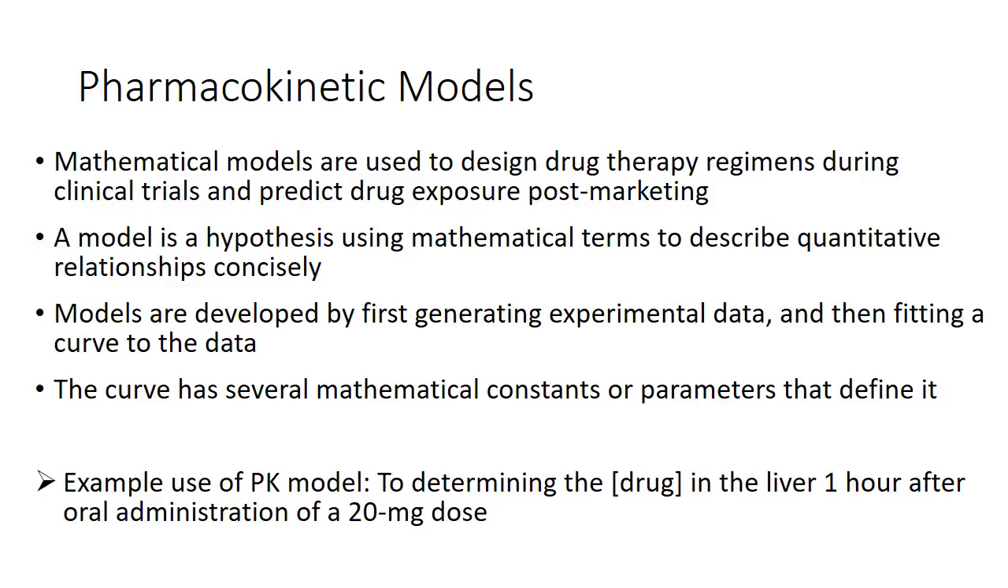Okay, so the curve has several mathematical constants or parameters that define it, and I just mentioned some of those. One of them is the half-life, which is one constant that should be associated with each drug in the normal therapeutic range. An example use of a pharmacokinetic model might be if I wanted to know the drug concentration in the liver 1 hour after oral administration of a 20 milligram dose, and usually you'd include things like the patient weight. So it gives you the ability to predict something before you do it, right? That's the power in the pharmacokinetic models.